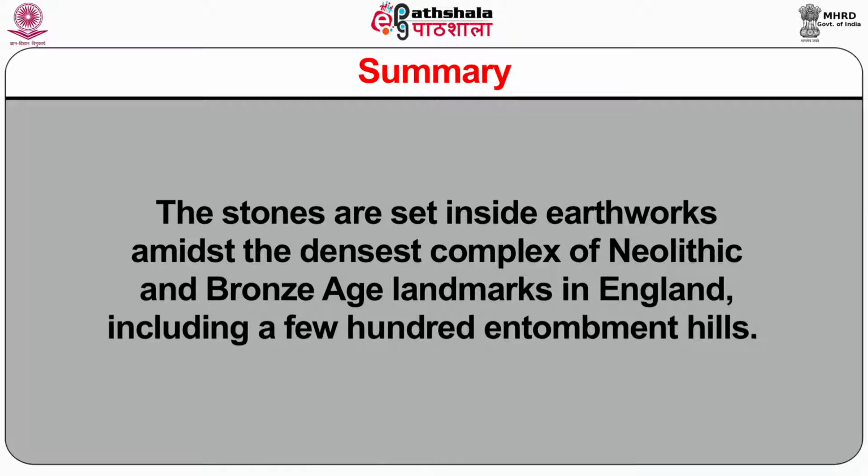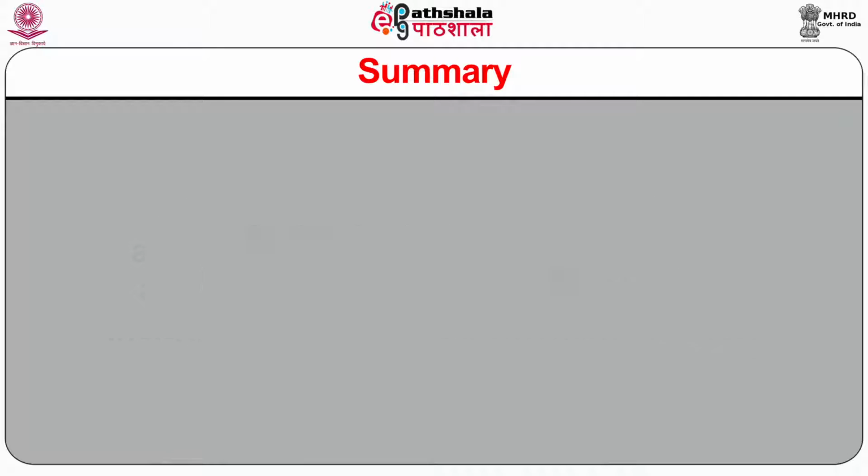Stonehenge is a prehistoric monument in Wiltshire, England, 2 miles west of Amesbury and 8 miles north of Salisbury. Stonehenge consists of a ring of standing stones, with each standing stone around 4.1 meters high, 2.1 meters wide and weighing around 25 tons. The stones are set within earthworks amid the densest complex of Neolithic and Bronze Age monuments in England, including several hundred burial mounds.